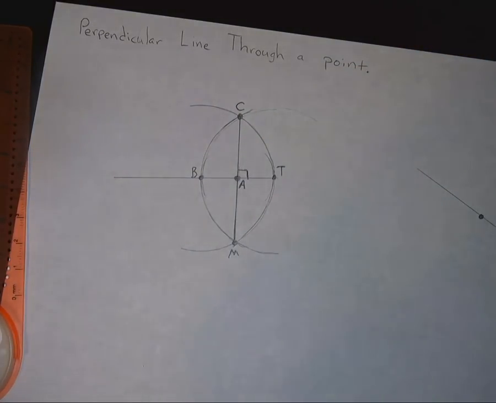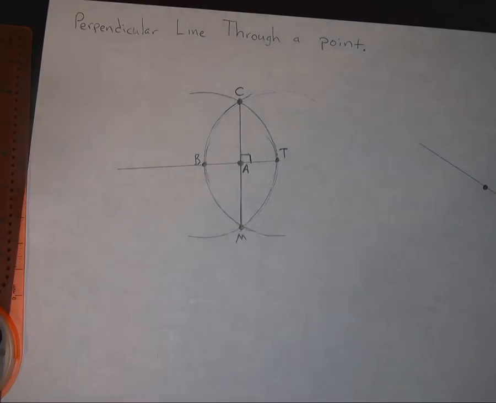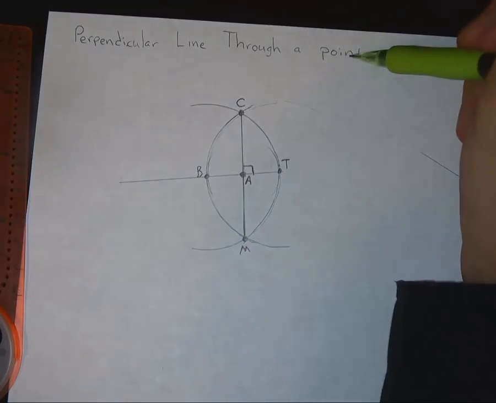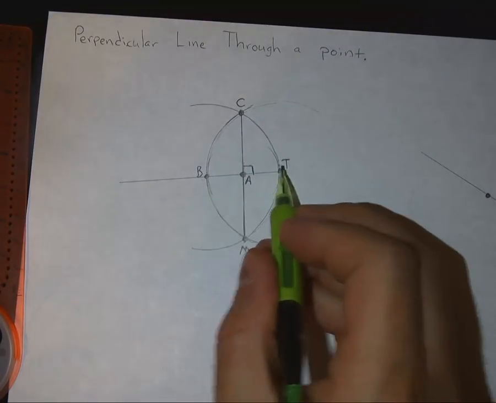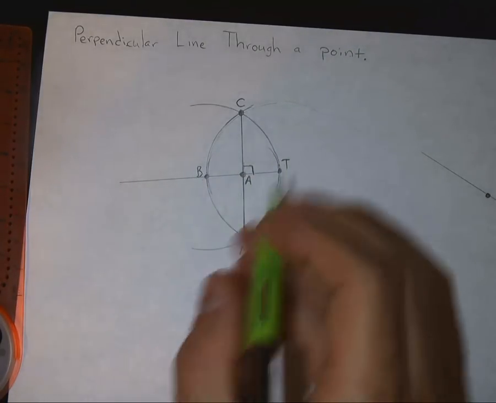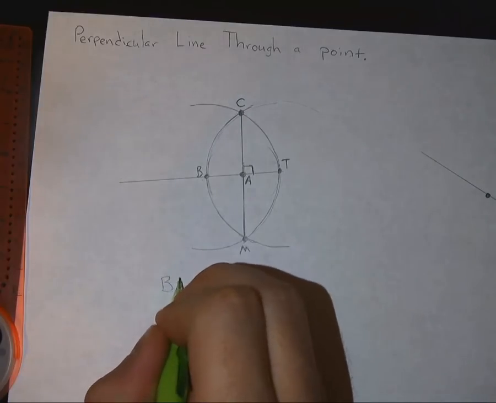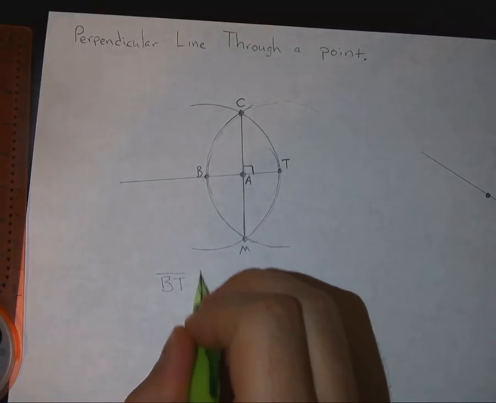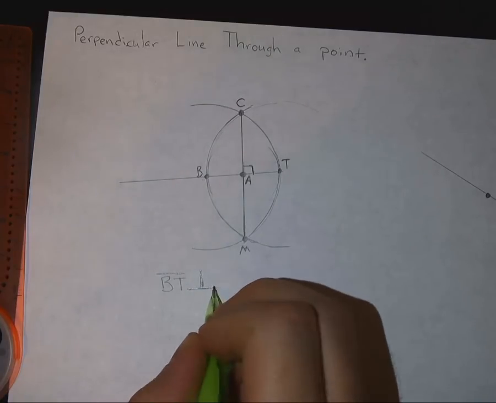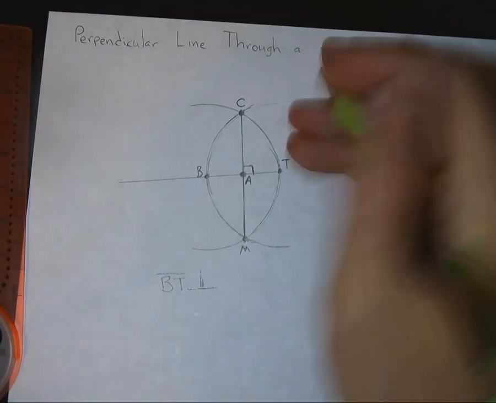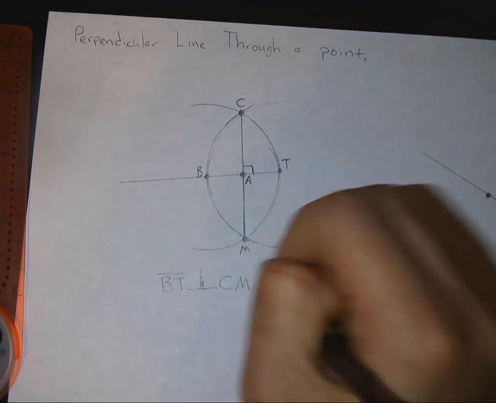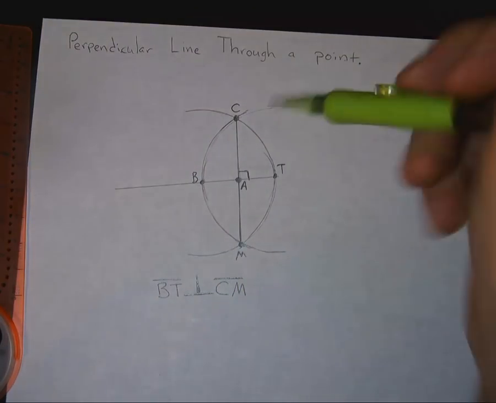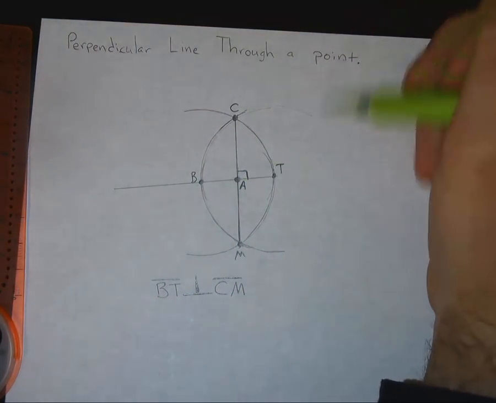So let's show how we can use our notation to write this out. Again, it's all about being perpendicular through the point A. So let's say the line segment BT is perpendicular, and you might remember the perpendicular symbol, to CM. And that is how you find a perpendicular line through the point A.